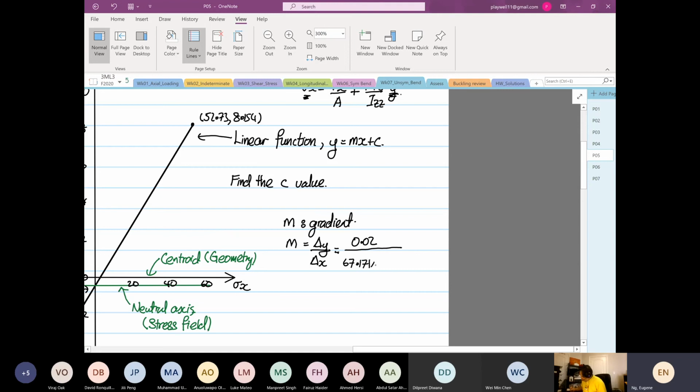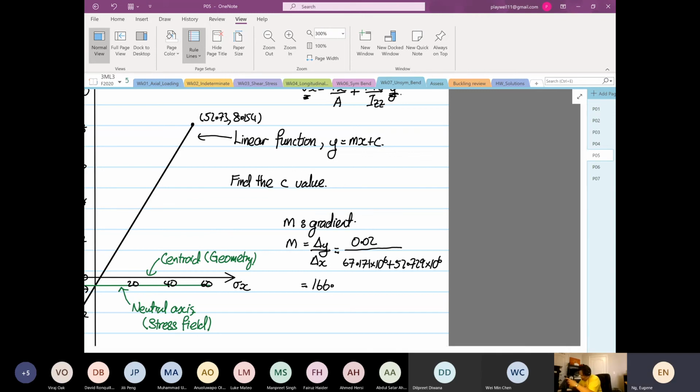So 67.171 times 10 to the power 6 plus 52.729 times 10 to the power 6. So this will be equal to 67.171 power 6 plus 52.729 power 6. So 0.02 divided by this. So the gradient is equal to 166.819. Okay, let me do it again.